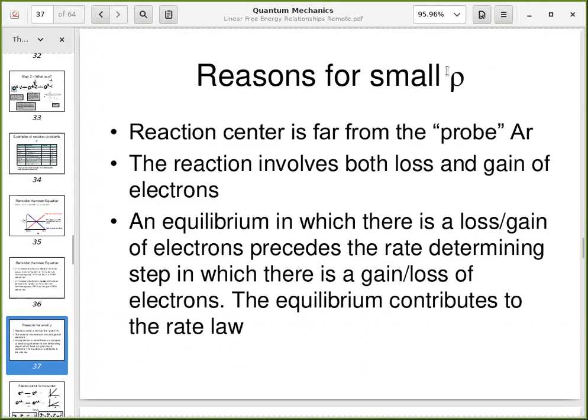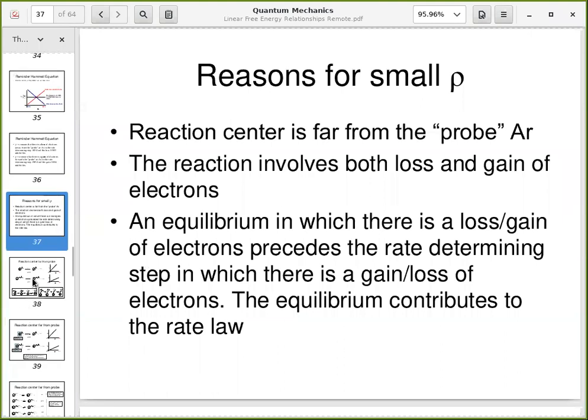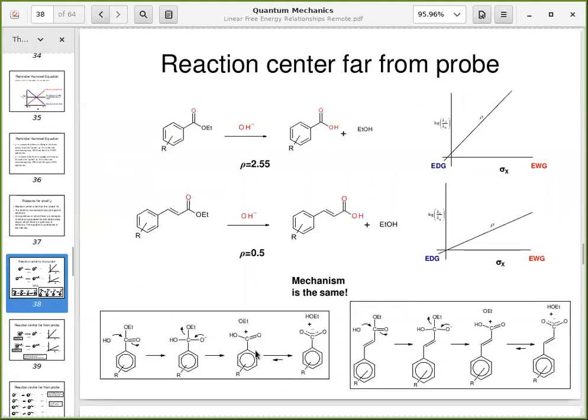Another reason why you could end up with a small reaction constant is that the reaction might involve both a loss and a gain of electrons. A third possibility is there could be an equilibrium in which there is a loss of electrons which precedes a rate determining step in which there is a gain of electrons. And you see the combination of loss and gain contributes to a rate law which gives a very low reaction constant. So I want to show you an example. So have a look here.